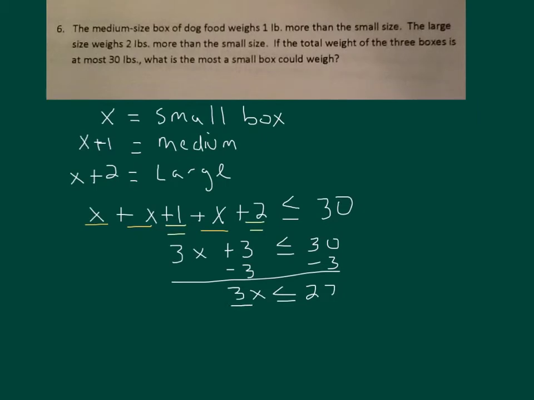And then we divide by 3. So x is going to be less than or equal to 9. So the small box is going to be less than or equal to 9 pounds, lbs. And that's about it. Alright, now there's a couple of try these after that one, so give those a shot. Hit pause for a minute, give those two a shot, then come back and we'll do them together.